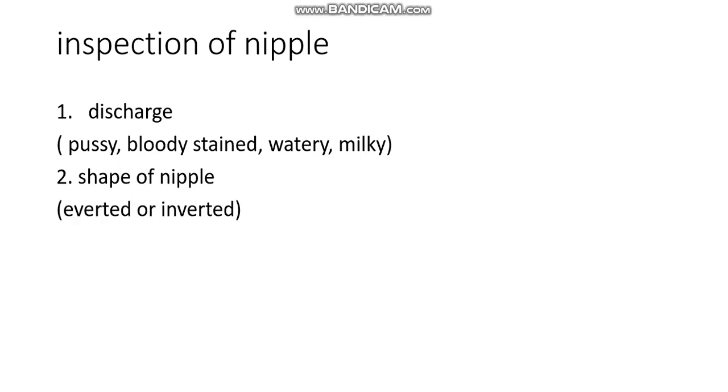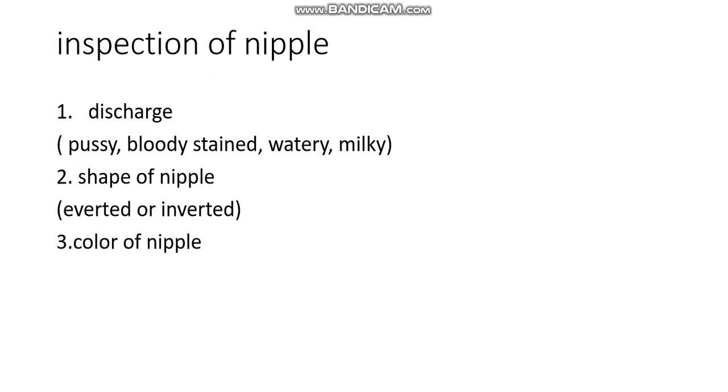As it can be everted, it can be inverted. Now here the everted is the normal shape of the nipple. Inverted is due to fibrosis of the nipple, which leads to attachment of the nipple to the underlying tissues, and this is very common in malignancy. And then you have to go for the color of the nipple.